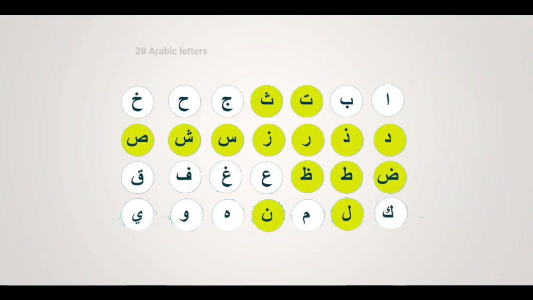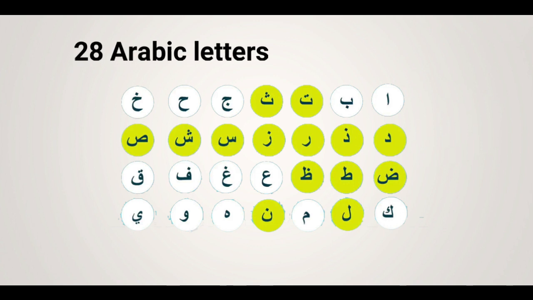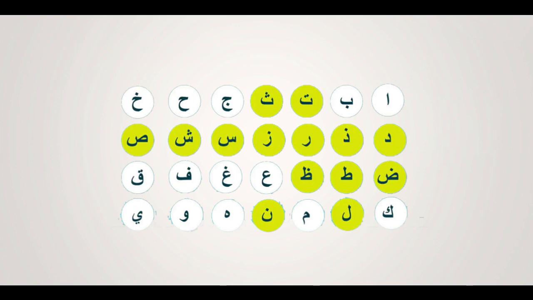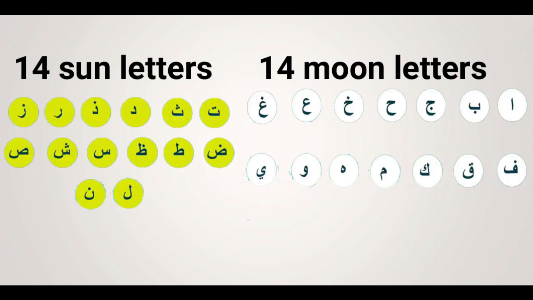There are 28 letters in Arabic language. These 28 letters are classified into two categories, the sun letters and the moon letters. We have 14 sun letters and 14 moon letters. In this lesson, we will learn about them.